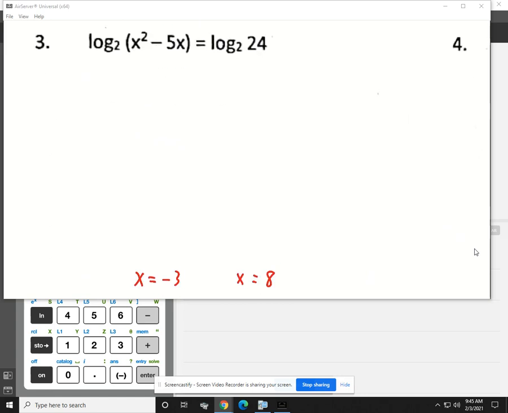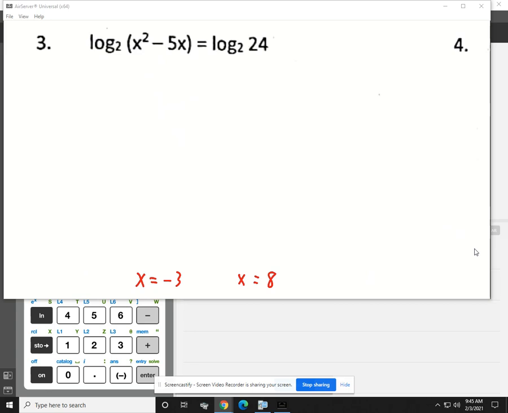3. All right, so remember, you always ask your question when you see these logarithmic equations. Is it log equals log, or is it log equals a number? What's this one? This one's log equals log. See it on both sides?